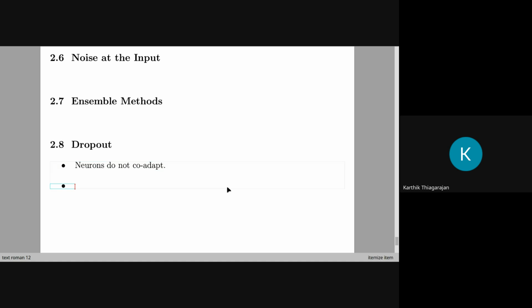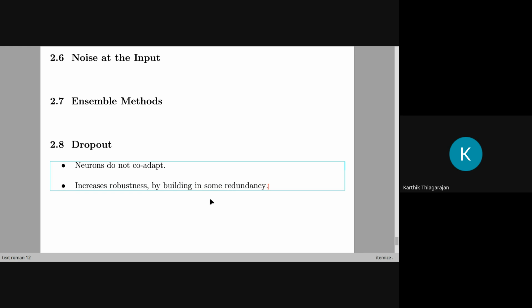On the other hand, it also increases robustness, meaning a particular class of neurons can't depend on each other. They'll have to learn to depend on other neurons also. So some redundancy is built into the network. Why is there redundancy? Because in every iteration, a different set of neurons is dropped out, so different parts of the network are required to learn the same kind of features.